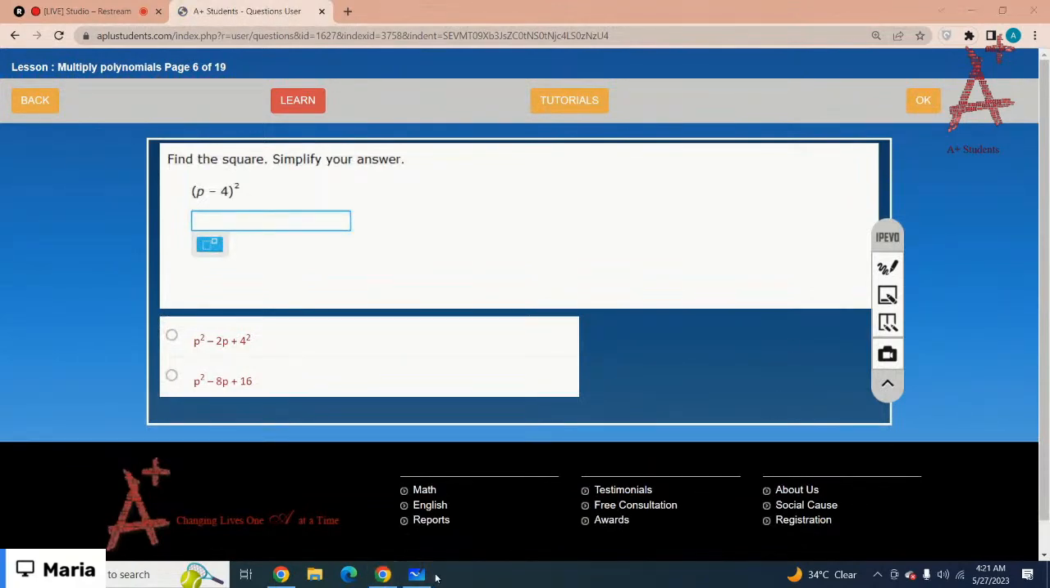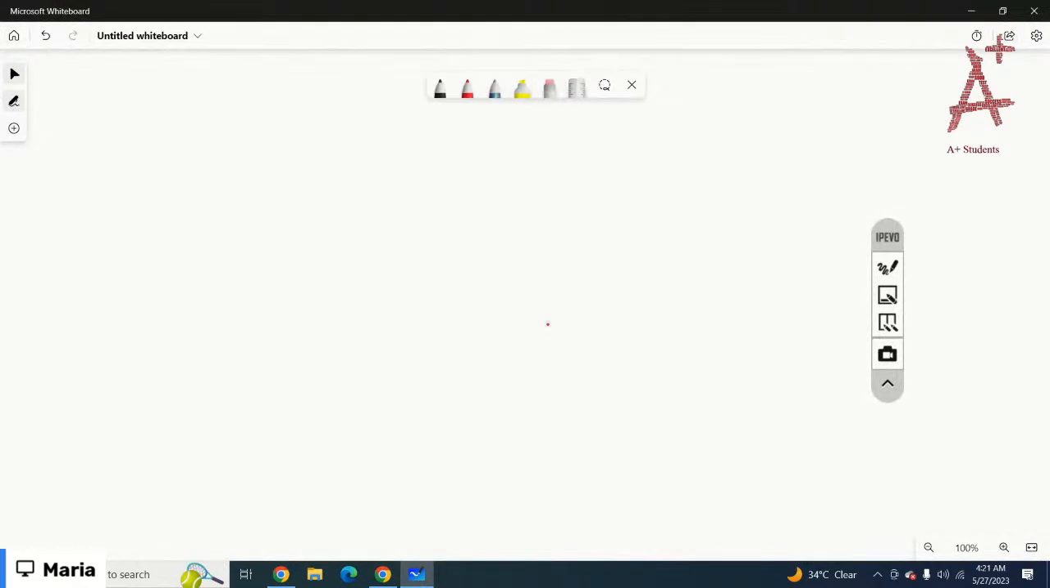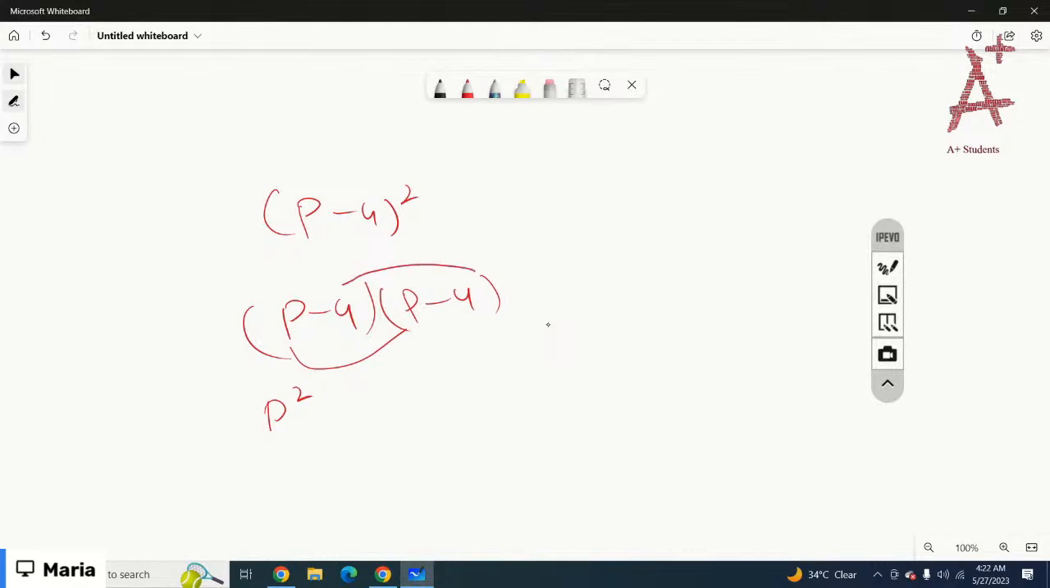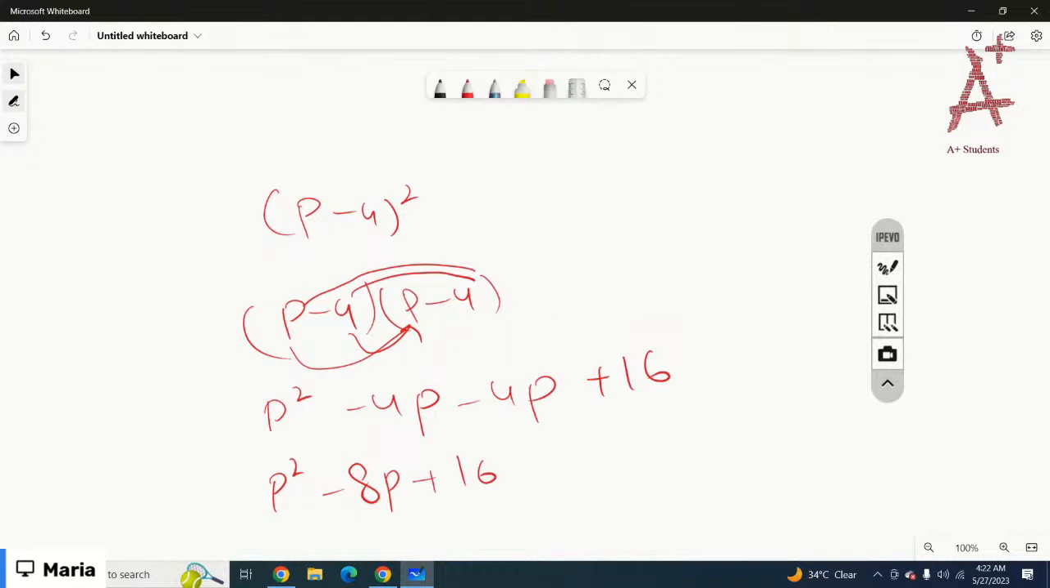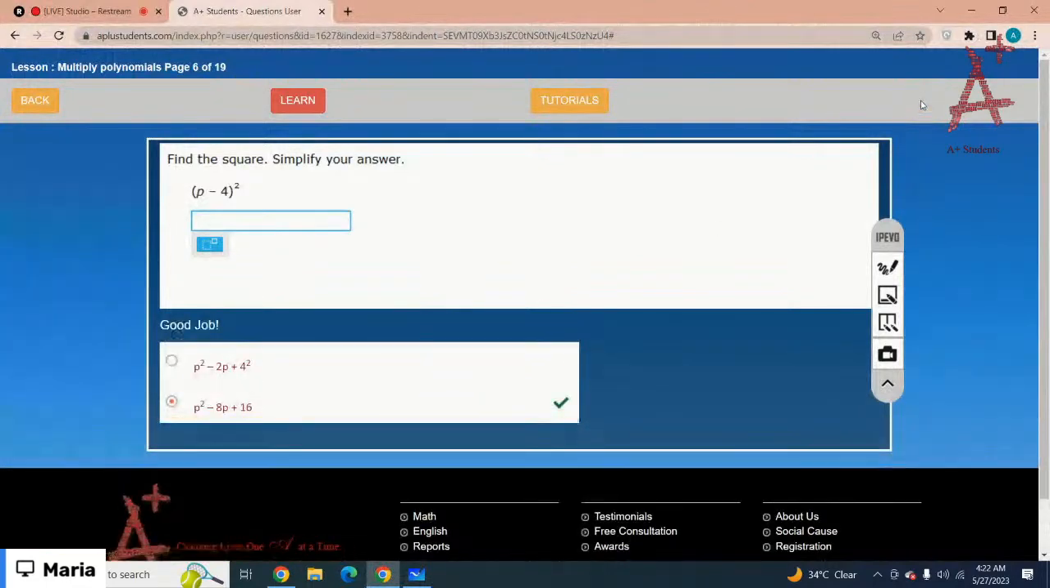Okay, the next one is p minus 4 whole square. That means you need to do p minus 4 times p minus 4. That would be p times p is p square and p times negative 4 is negative 4p. Same thing you have to do with this one. Negative 4 times p is negative 4p and negative 4 times negative 4 would be positive 16. So it would be p square minus 8p plus 16. Got it? P square minus 8p plus 16 is the correct option.